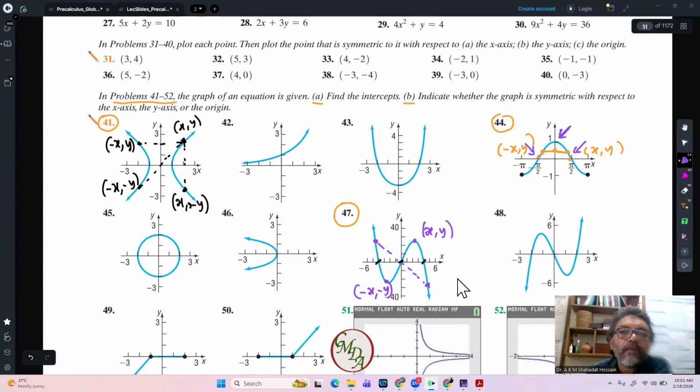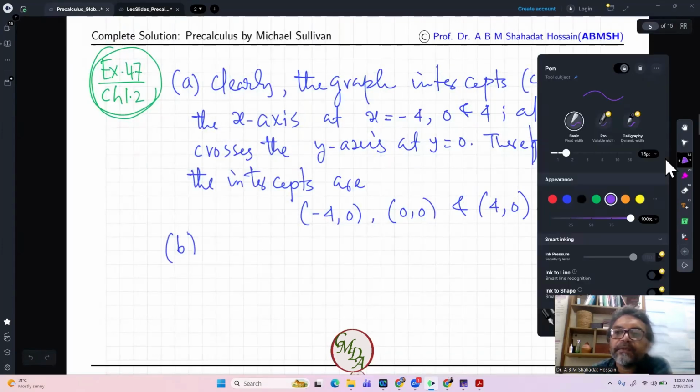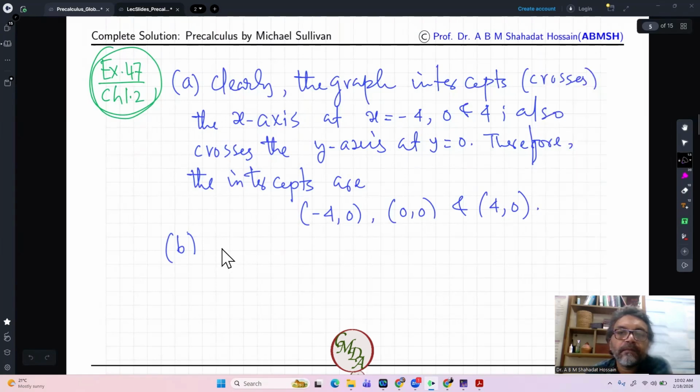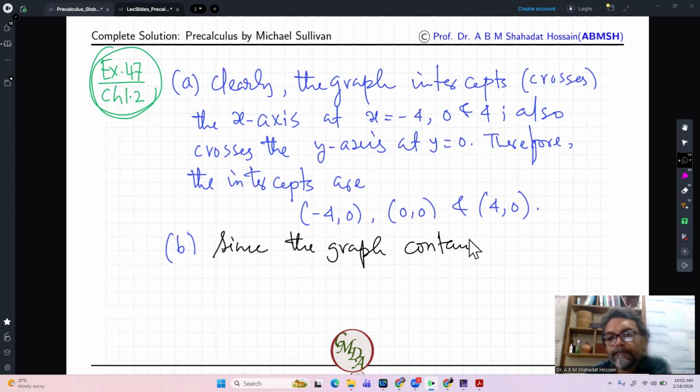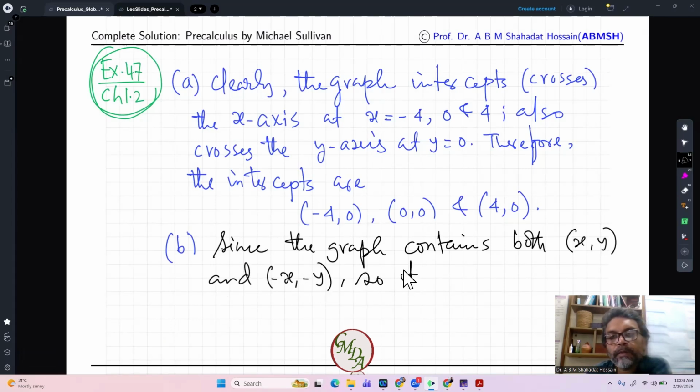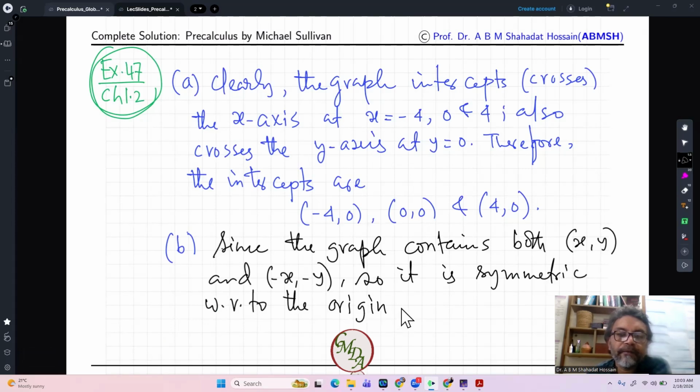So let's write our answer. Since the graph contains both (x, y) and (-x, -y), it is symmetric with respect to the origin only.